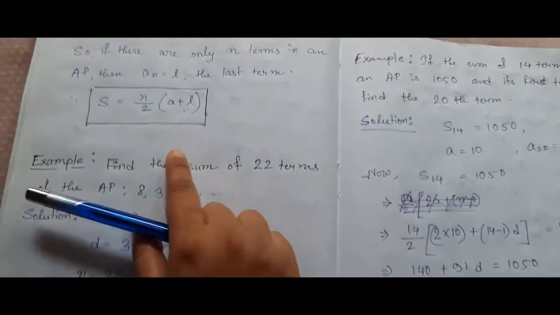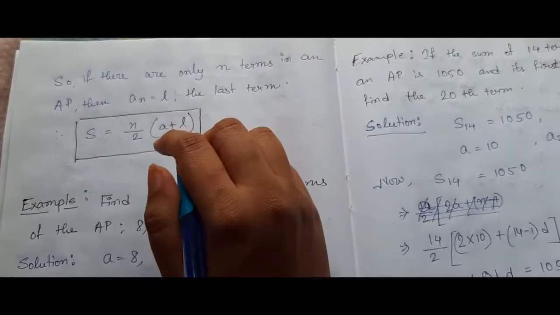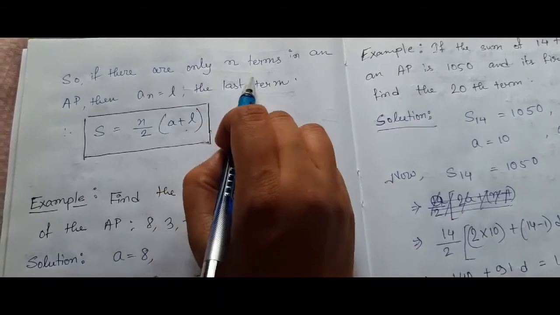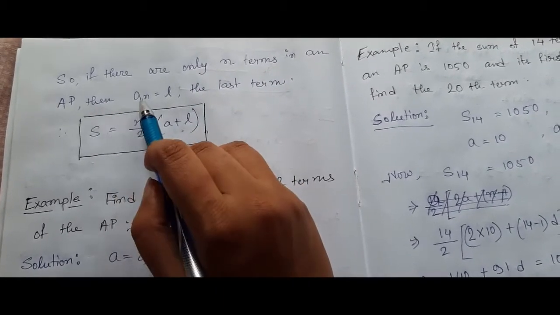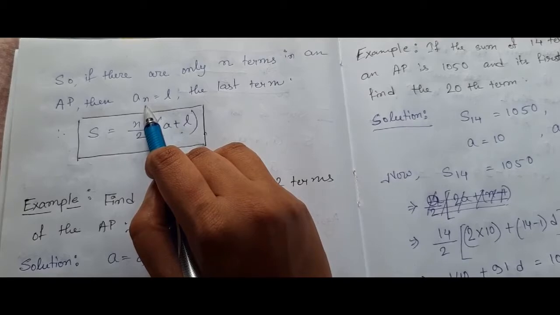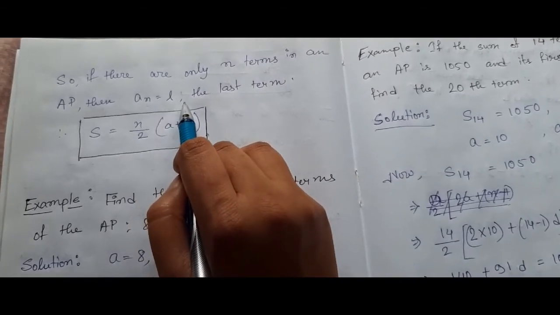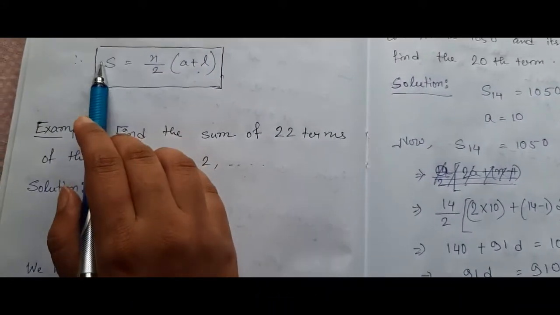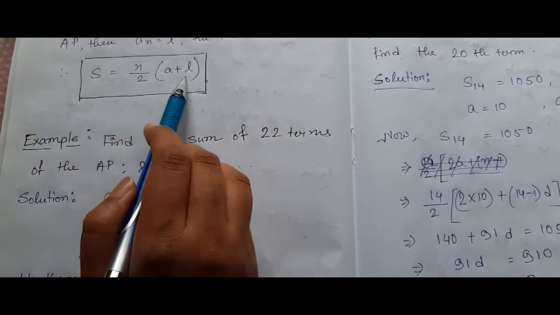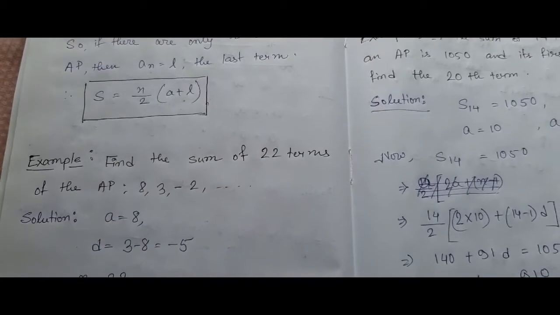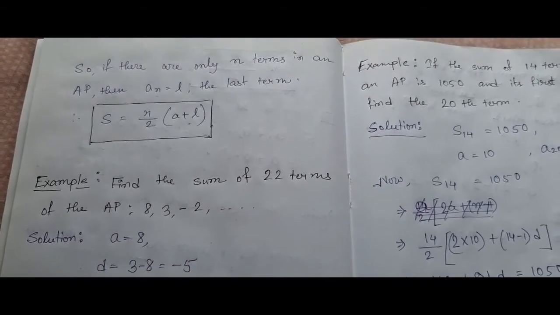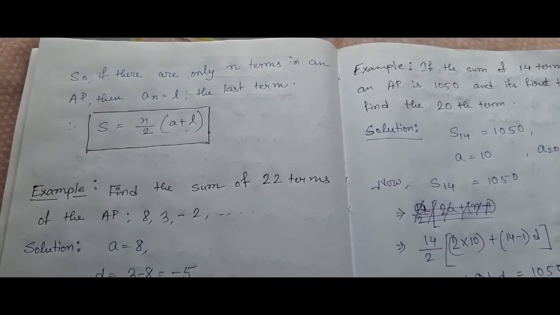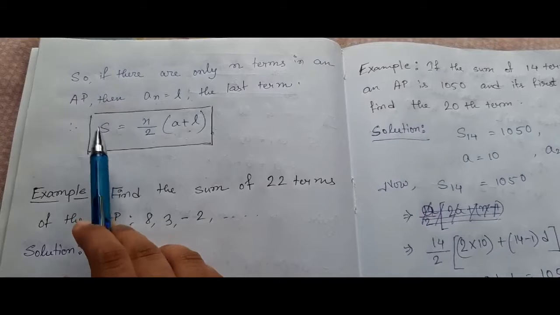Now suppose there is an AP which has only n terms. If there are only n terms of an AP, then the last term will be the nth term, or you can write the nth term will be the last term. Then the previous formula will be in this form: S is equal to n by 2 into a plus l. So if in an AP the first term is known, the last term is also known, and the total number of terms in the AP is given, then you can find the sum.